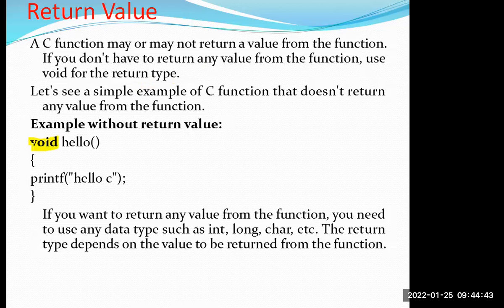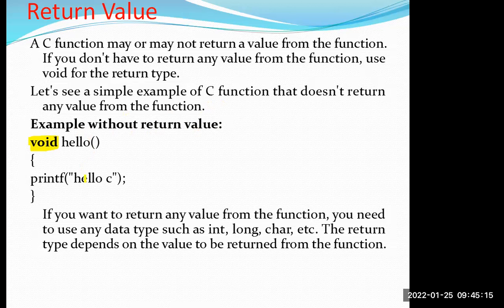When we are defining the function, first should be the return type, followed by the function name. If you use void, it says that it returns nothing. Let us see a simple example of a C function that does not return any value from the function. Here, example without return value.